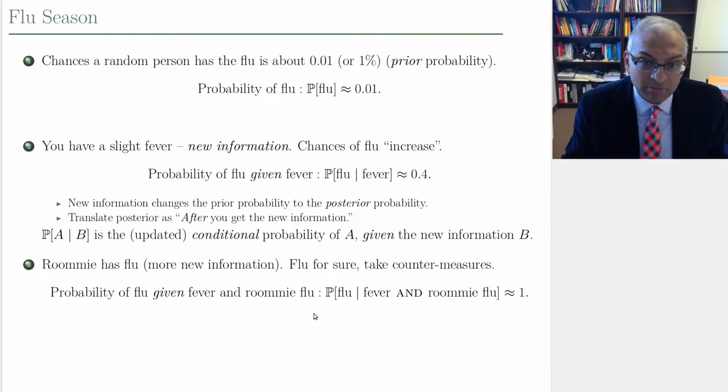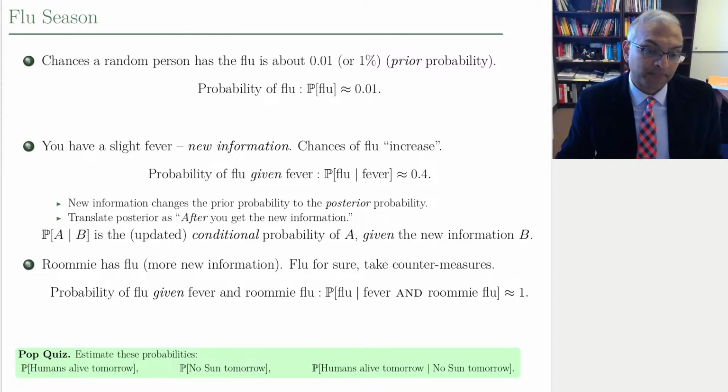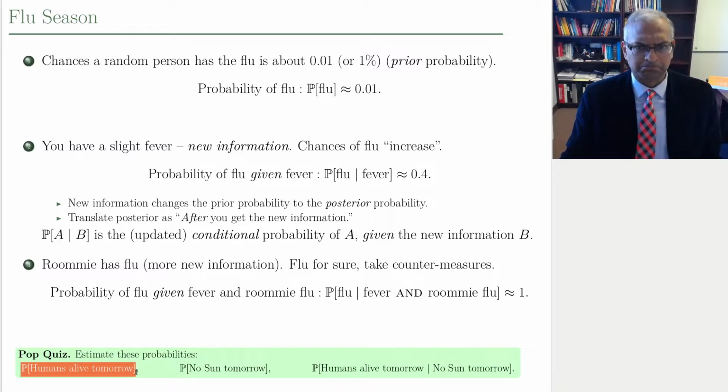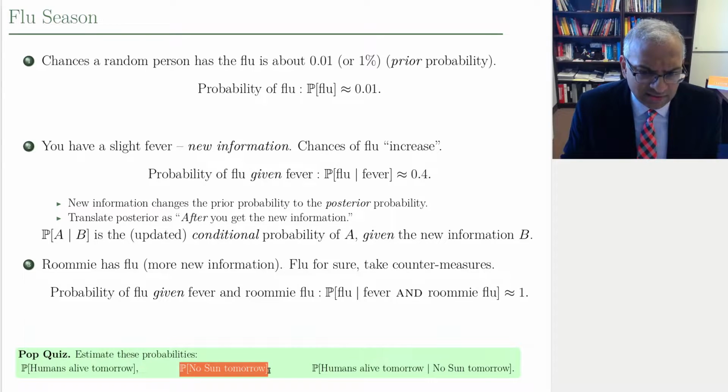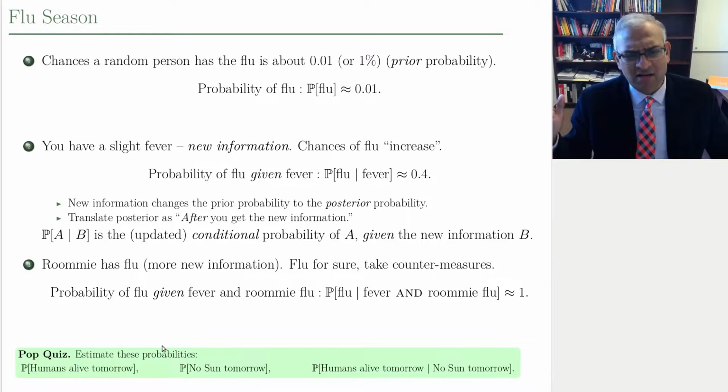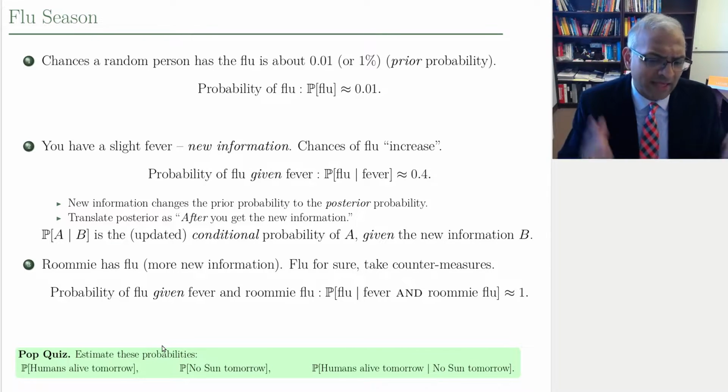So let me give you an example of that in a pop quiz, which you can think about. What's the probability that humans are alive tomorrow? Most people would say that's astronomically close to 1. Or the probability that there are no humans tomorrow is basically 0. What's the probability that the sun does not rise tomorrow? So what's the probability of no sun tomorrow? It's probably close to 0. Chances are basically 100% that we will have a sun tomorrow.